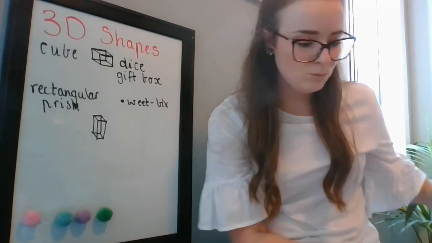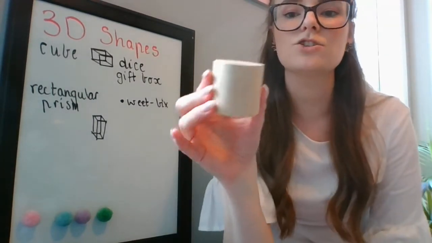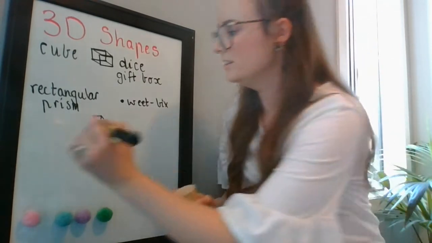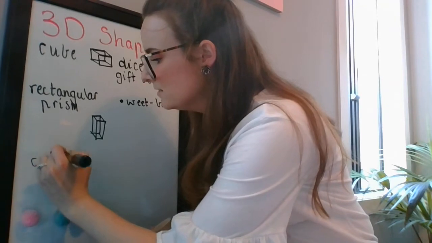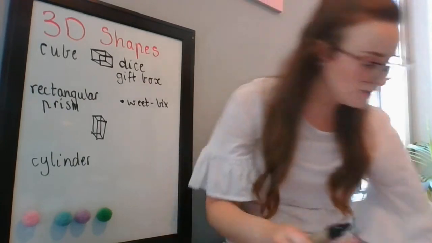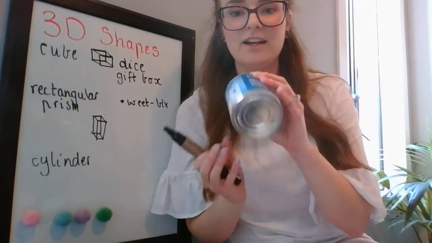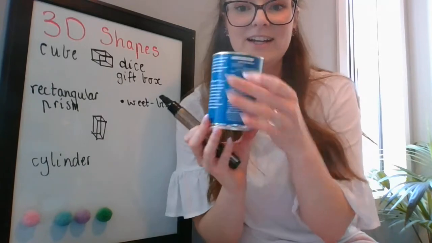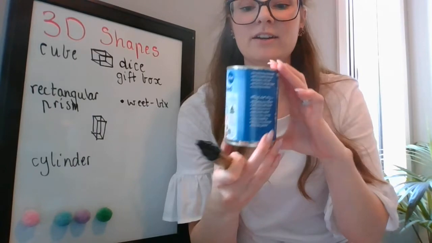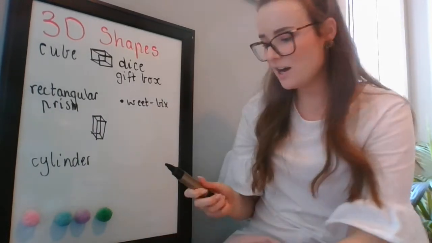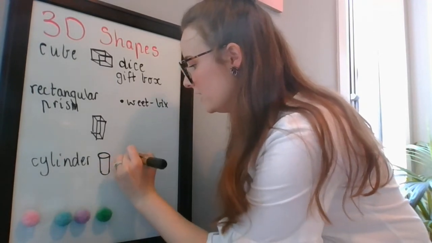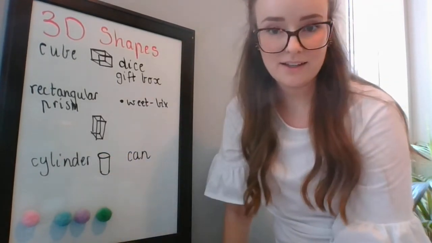Let's do maybe one more. Let's go back to this shape here. We said this one was a cylinder. So I'm going to write cylinder. And again, I was hunting around in my pantry and I found a can. Okay, so it's still got the two circular faces on the end and it's got one curved face going around. So I can write that my cylinder is the same as a can.